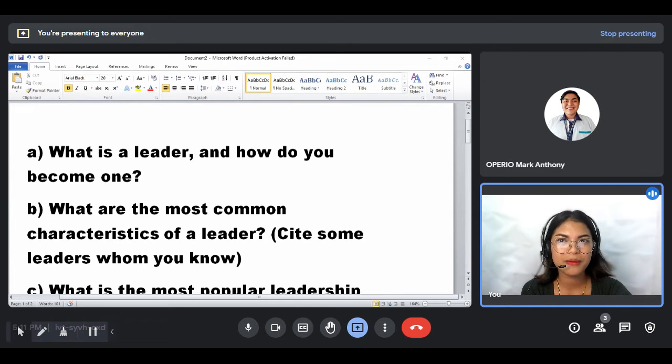The one person that I am going to cite in this question is our current president, President Rodrigo Roa Duterte. He is the first president from Mindanao, and I believe that he is the perfect person that gives the meaning of a leader.